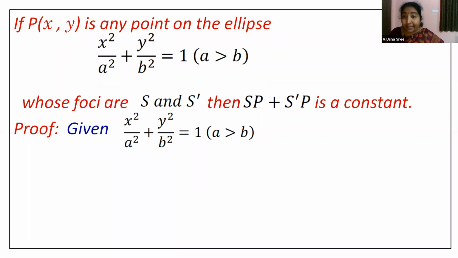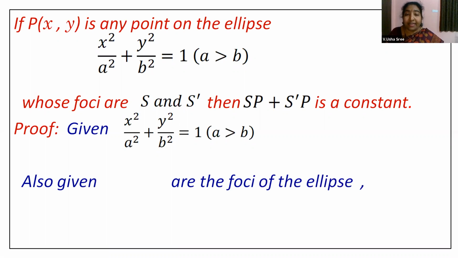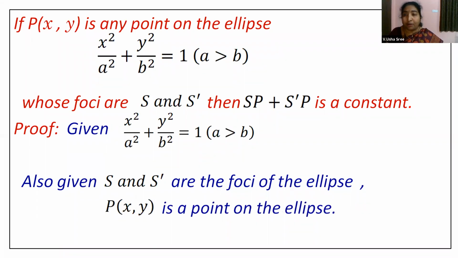When he says a is greater than b, what does it mean? The major axis is the x-axis and the minor axis is the y-axis, what we are taking for the ellipse. Right. And length of the major axis, of course, it will be 2a and the minor axis will be 2b. Now, it is also given that S and S dash are the foci of the ellipse and P(x, y) is a point on the ellipse. Now, these are the things which are given to us.